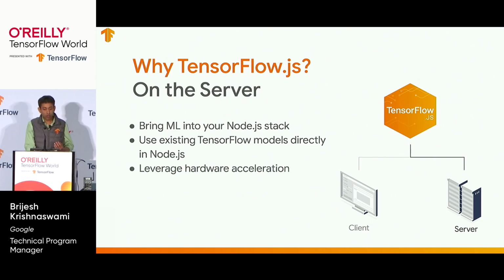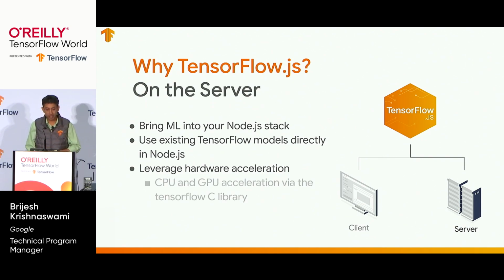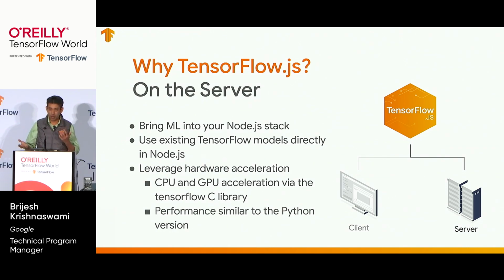And finally, you can do all of this without sacrificing performance. You get CPU and GPU acceleration with the underlying TensorFlow C library because that's what Node uses. And we are also working on GPU acceleration via OpenGL, so that removes the need for depending on CUDA drivers as well. So effectively, you get performance that's similar to the Python library.